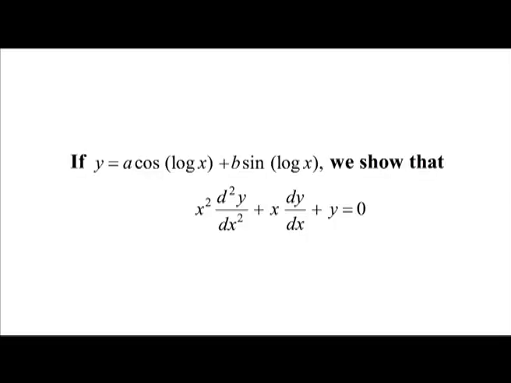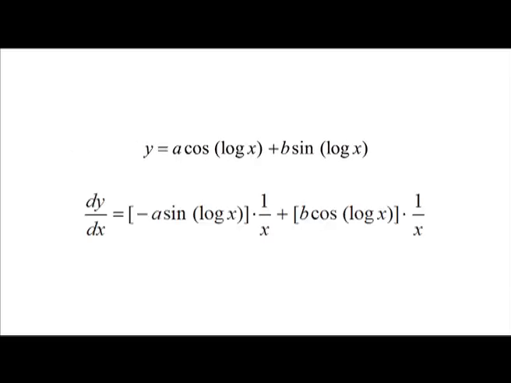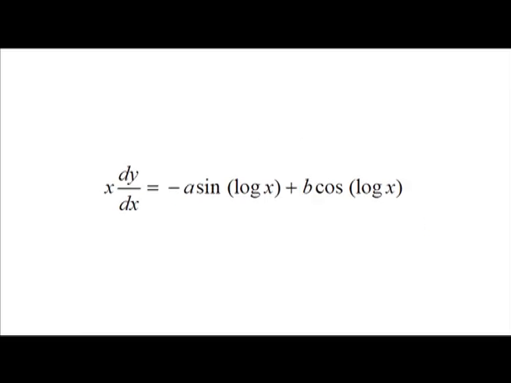If y equal to a into cos of log x plus b into sin of log x, we show that x square into d square y by dx square plus x into dy by dx plus y equal to 0. Differentiating both sides with respect to x, we obtain dy by dx equal to minus a into sin of log x into 1 by x plus b into cos of log x into 1 by x, which gives x into dy by dx equal to minus a into sin of log x plus b cos of log x.